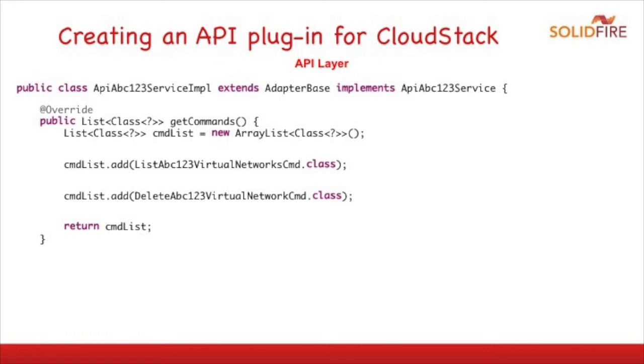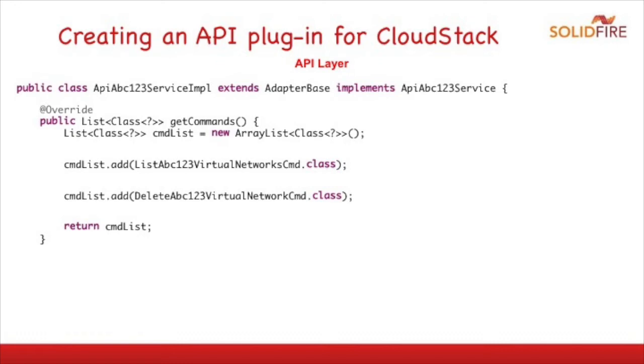In reality, my API plugin does have a lot more functionality, so there really are more like a dozen and a half of these add methods. Just for the sake of simplicity, I pulled out most all of that and just left in two of them. Here I'm adding, and it just says here, list ABC123 virtual network command. So that's my class name, .class. What CloudStack wants you to add to this array is an instance of the class that describes your type. And the way you do that is just by saying add the name of your class, .class.